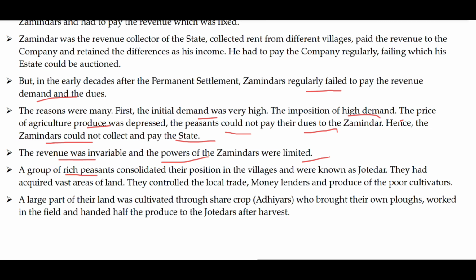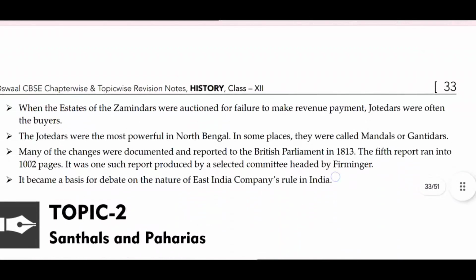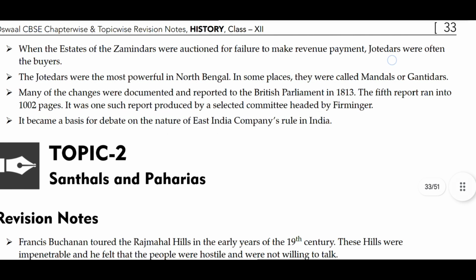A group of rich peasants consolidated their position in the villages and were known as Jotedars. They had acquired vast areas of land, and they controlled local trade, moneylending and the produce of the poor cultivators. A large part of their land was cultivated through sharecroppers, called adhiyars, who brought their own ploughs, worked in the field and handed half of the produce to the Jotedars after harvest. So, when the estates of zamindars were auctioned for failure to make revenue payment, Jotedars were often the buyers.